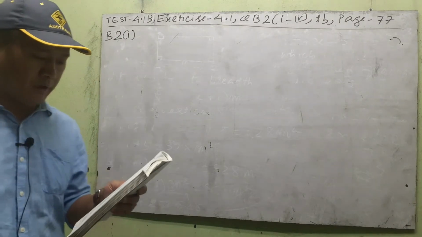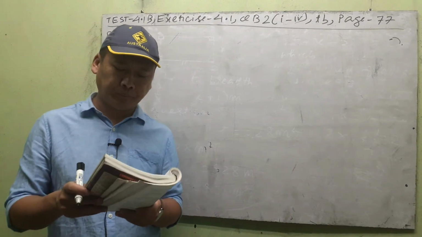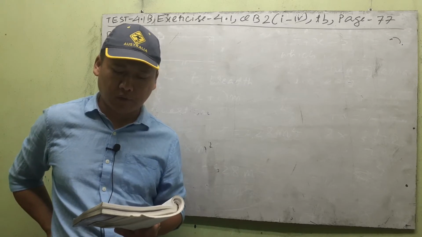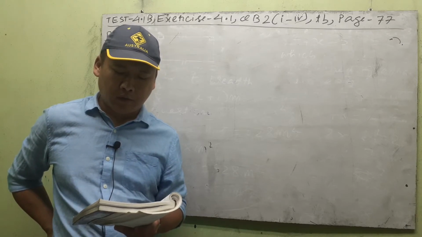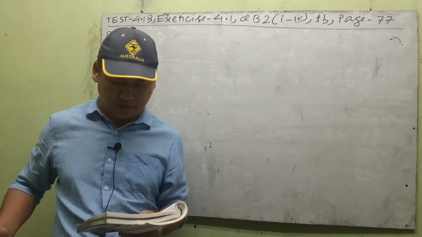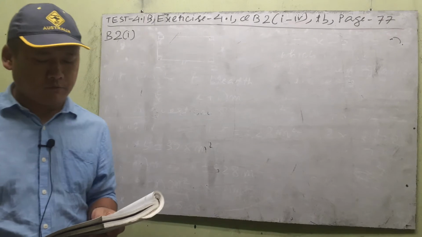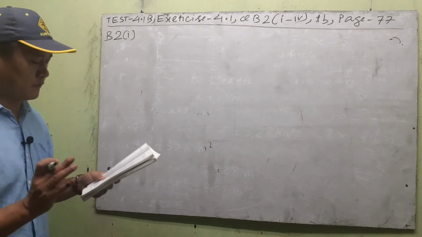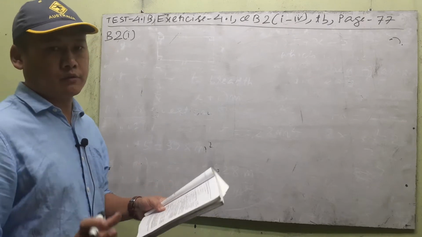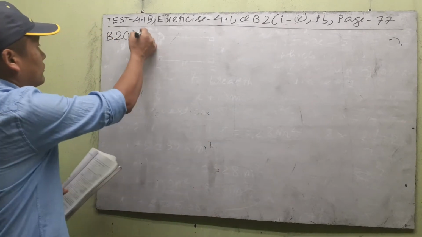Let me read the question. The area of a rectangular plot is 528 meters square. The length of the plot in meters is one more than twice its breadth. We need to find the length and breadth of the plot, but we don't need to solve for that. We need to just form the quadratic equation.